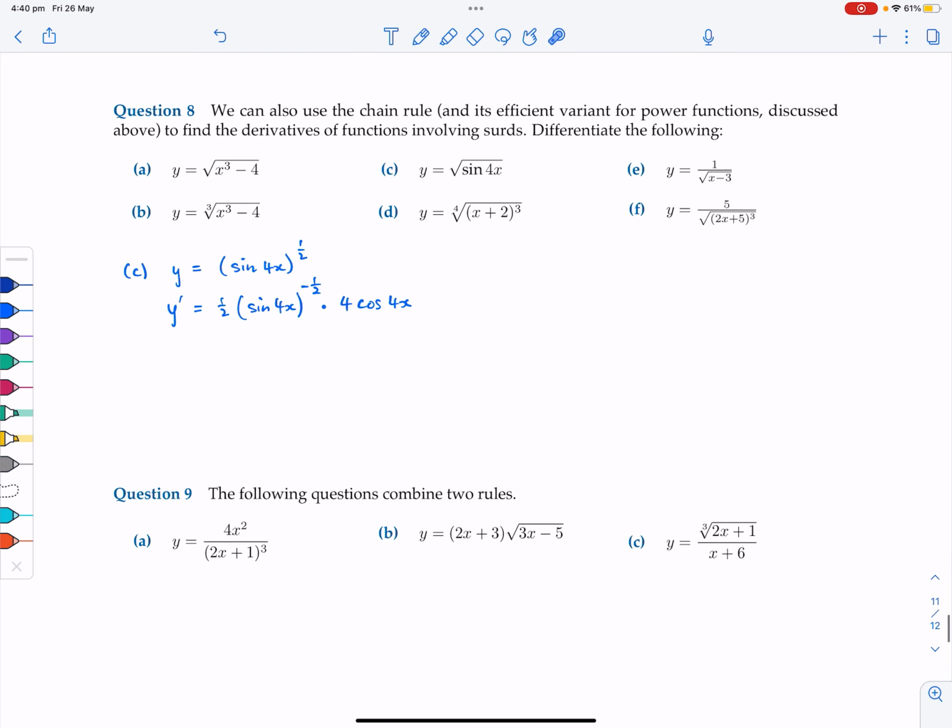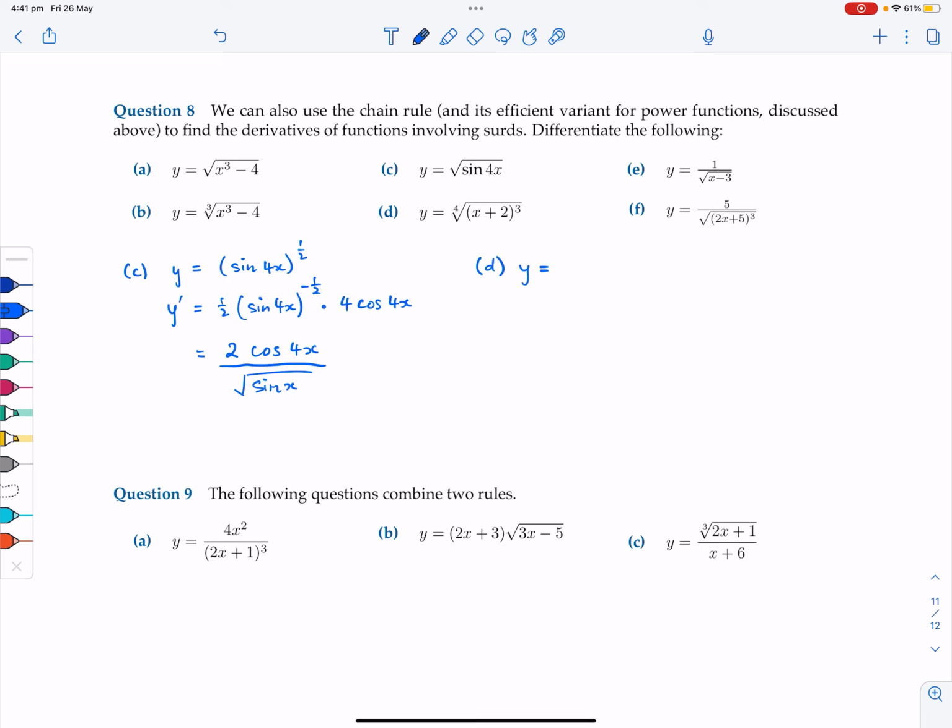So we've got, the half comes down the front, we subtract 1, we keep that the same, but then we need the derivative of the inside. The half times 4 is 2. I think I'll write this as 2 cos 4x over square root of sine 4x. That's the answer.